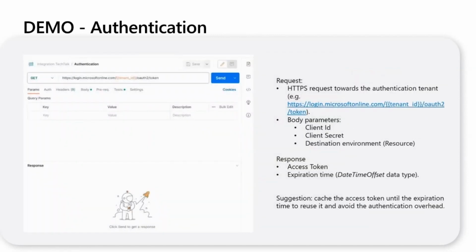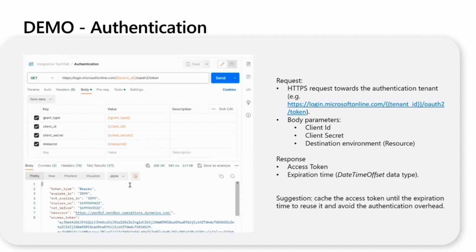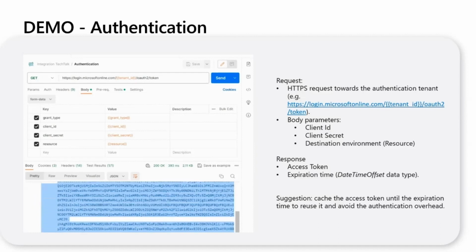Now that we have completed the setup in Entra ID, we can obtain the token. In this example, we use Postman to send the request. The HTTP GET command will be sent to login.microsoftonline.com, and it will require the tenant ID, while the parameters will need the client ID and the secret. The resource is also the environment ID. In the response, you receive the token and the expiration time expressed in date-time offset. The retrieved token usually lasts 1 hour, and it can be reused to avoid repeating the authentication process every time.